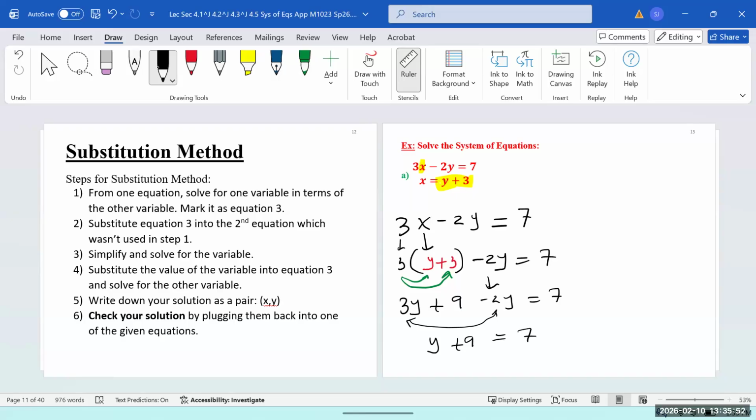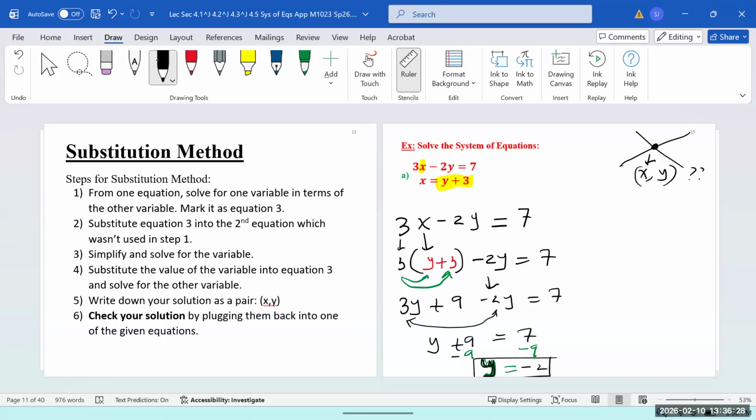Can you solve for y easily now? Subtract 9, subtract 9. So how much is the y? y equals negative 2. That means we are going to get a unique solution. Unique means one solution. So we found the y. Now we need to find the x. When you have a unique solution, it means you have a point where the two lines are intersecting. So you need to know what's the x and what's the y.